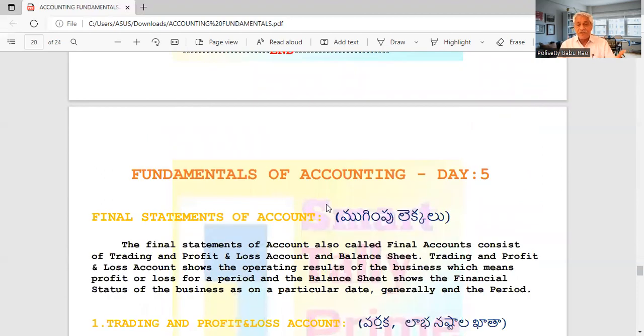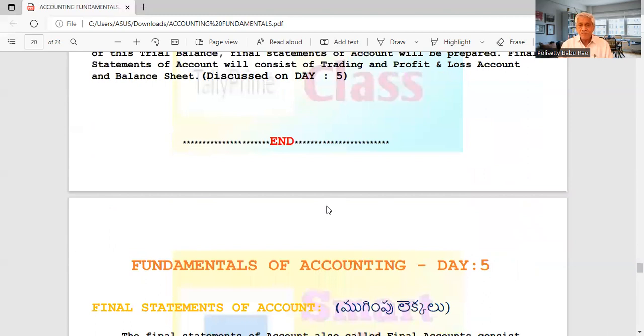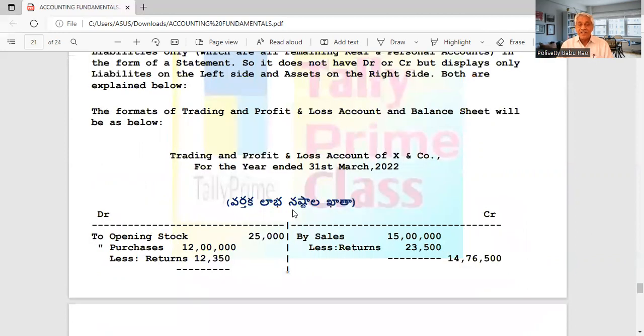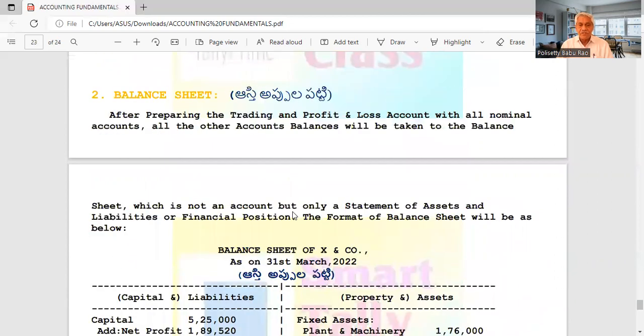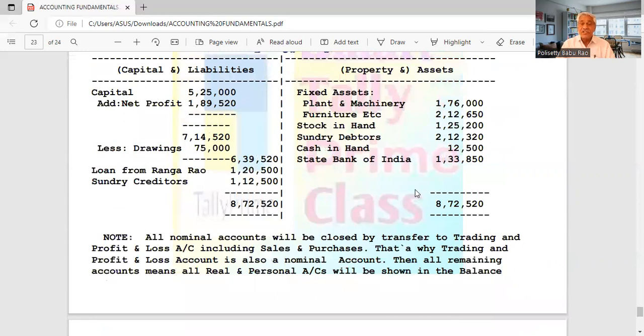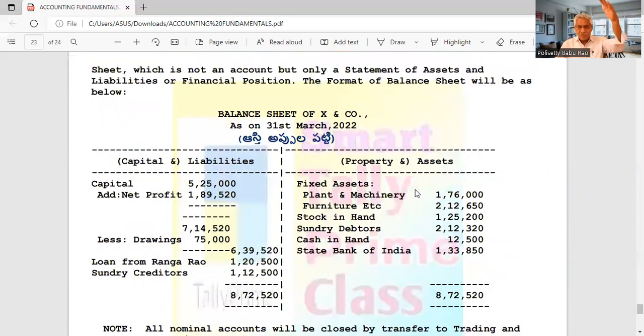So on day 5, the next day, we go to the final accounts. In the final accounts, there are both parts. One is finding out the results of the business, another is finding out the financial position of the business. These two we take on day 5. Actually I had completed the plan with day 5, but then I added day 6 also, because till now we have entered all these things.